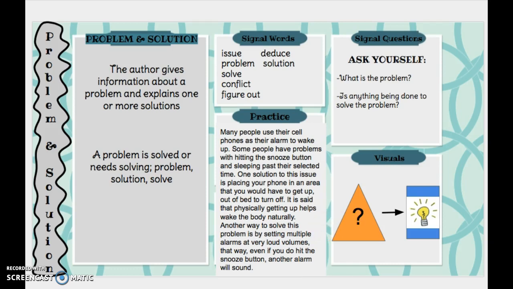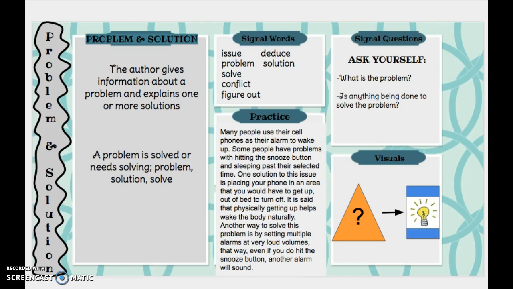All right, and then for the next one here, the practice. Many people use their cell phones as their alarm to wake up. Some people have problems with hitting the snooze button and sleeping past their selected time. One solution to this issue is placing your phone in an area that you would have to get up out of bed to turn off. It is said that physically getting up helps wake the body naturally.